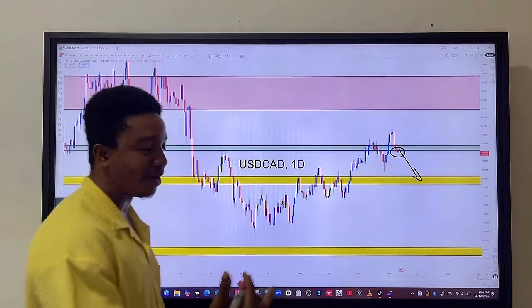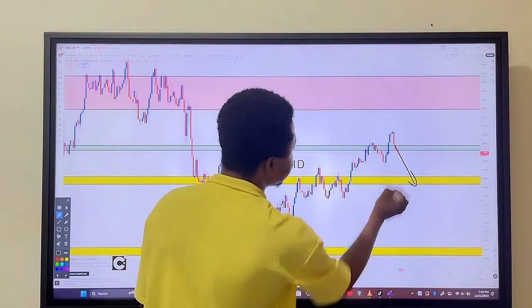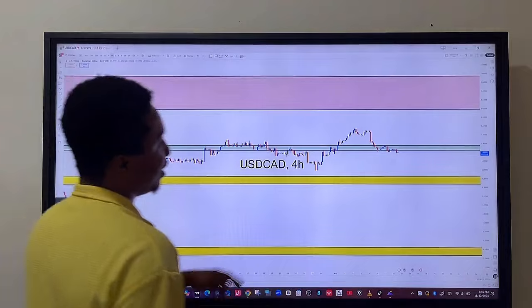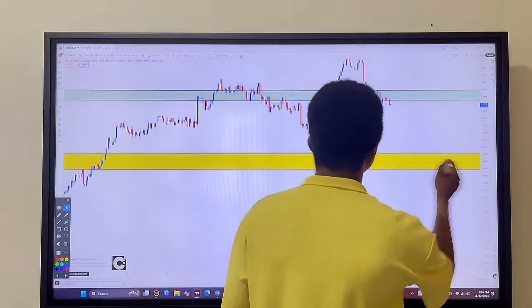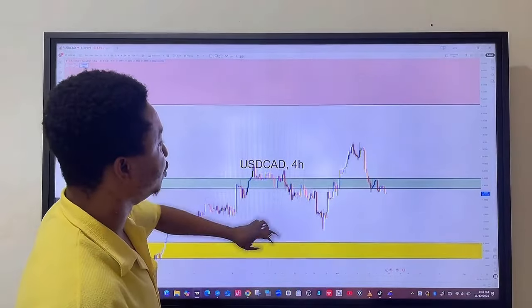So how do we pick sales to the downside of USD CAD? Let's take it again to the 4-hour time frame and then add our final touch. Alright, so this is the 4-hour time frame of USD CAD. Now USD CAD on the 4-hour time frame, price is already reversing.